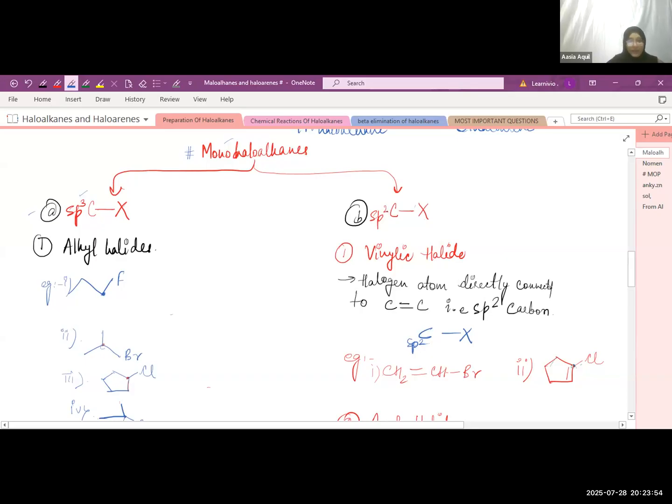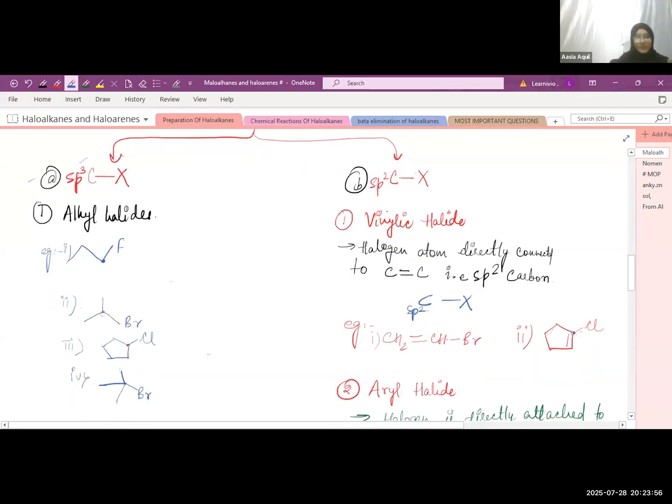Now, in the sp3 hybridized carbon, let's see. First one is your alkyl halide. Alkyl halide means your haloalkane. Another name for the haloalkane is alkyl halide, and another name for the haloarene is aryl halide. So first is your alkyl halide. It is the type where the halogen group is attached to an sp3 hybridized carbon. For example, see this fluorine group.